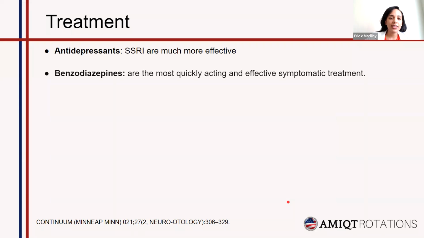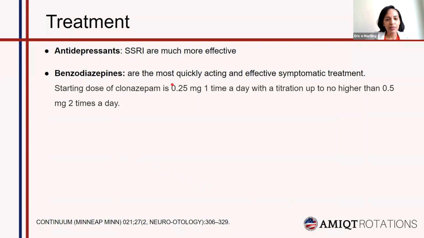About medication, antidepressants are more effective, especially SSRIs, and benzodiazepines are the most quickly acting and effective. We can start with 0.25 milligrams one time a day. That's exactly what our patient is taking right now. And then we can titrate up to higher than 0.5 milligrams two times a day.